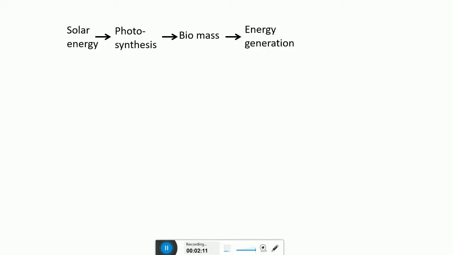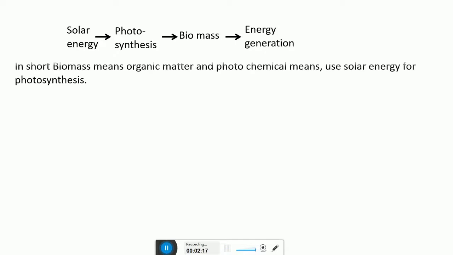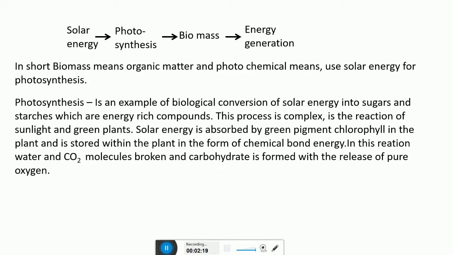It can be divided into three categories, that are biomass in its traditional solid mass, means wood and agricultural residue. These are the examples of biomass. Second one is biomass in non-traditional form, means converted into liquid fuels.